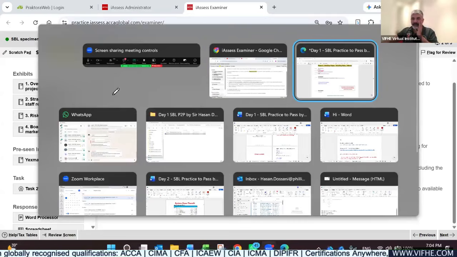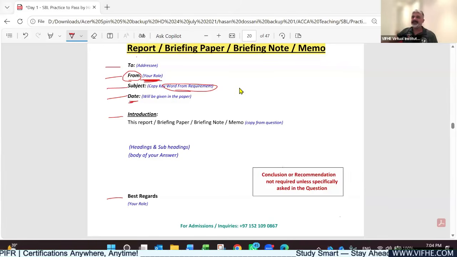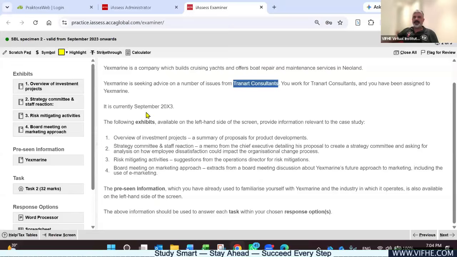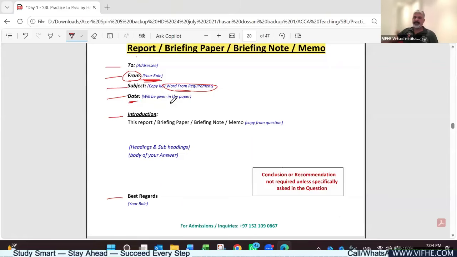So to, from, subject: you will have to decide from the requirement what should be the appropriate subject of your format. Date, from where you will get the date? Again, the date will be mentioned on the landing page. So in this particular question, the date is September 20x3. You will straightforward copy paste the date as September 20x3.